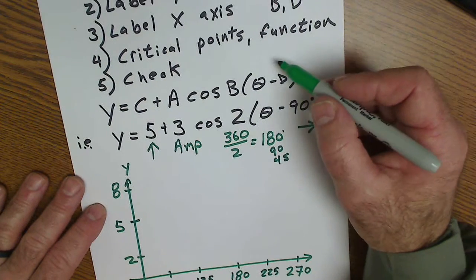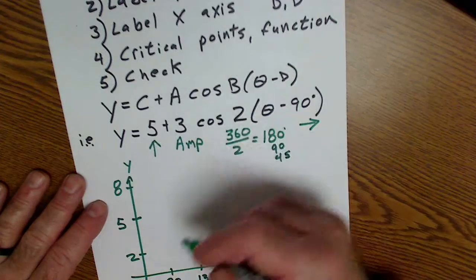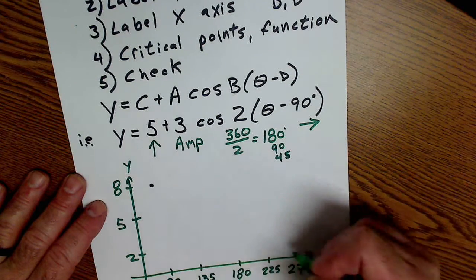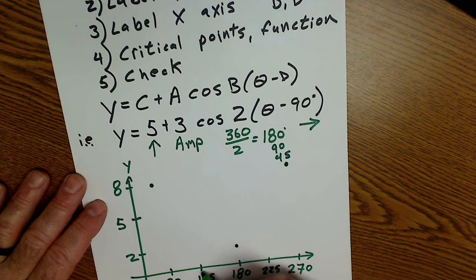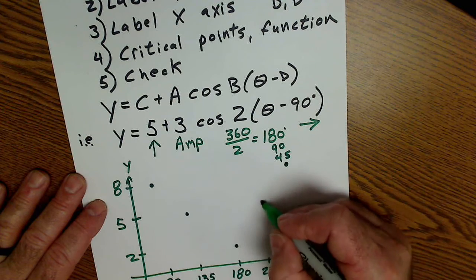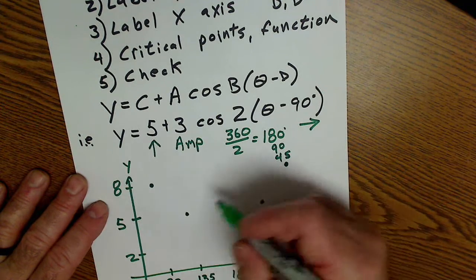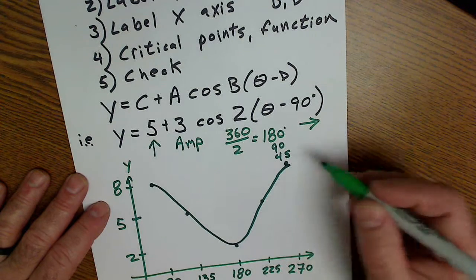Step 4 is find my critical points looking at the function. So it's a cosine. So a cosine starts at a high point, ends at a high point. In the middle, it's at a low point. At the first quarter, it's in the middle on the y, and the third quarter, it's at the middle on the y. Connect those critical points, and there's my cosine graph.